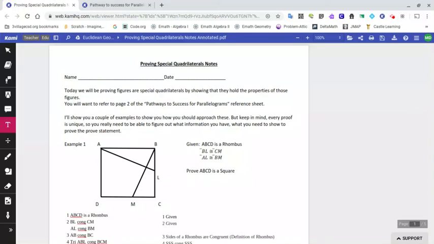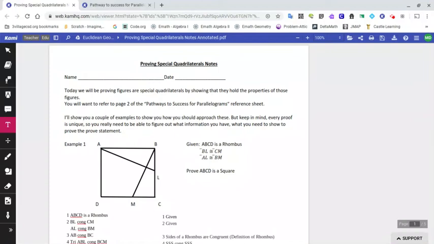All right, so this is going to be the last day of proving quadrilaterals. Yesterday was using special quadrilaterals as givens, so we know their properties and how we can use those properties. Now this is going to be proving special quadrilaterals.